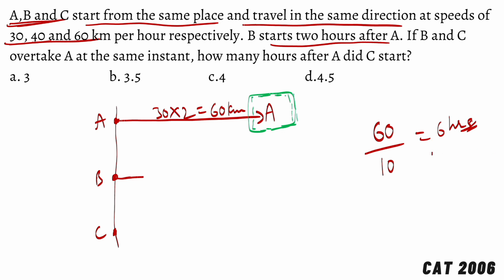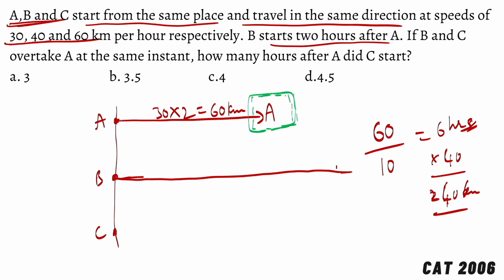But in 6 hours, how much does B travel? In 1 hour it travels 40 kilometers. So in 6 hours it is 240 kilometers. So B should have traveled 240 kilometers in 6 hours. So B meets A somewhere at this point. Then what about C?